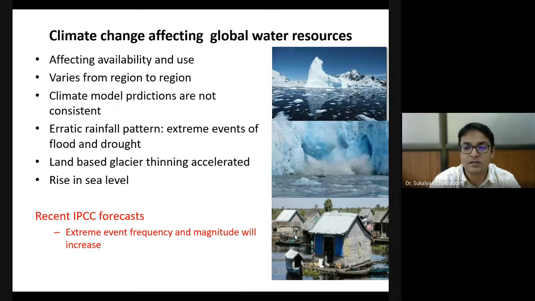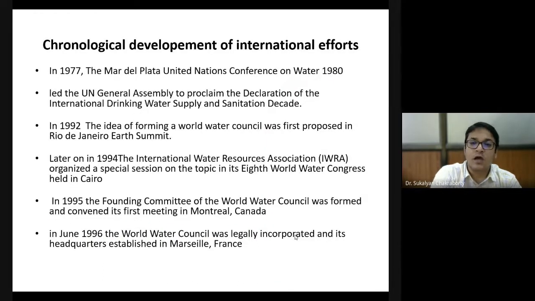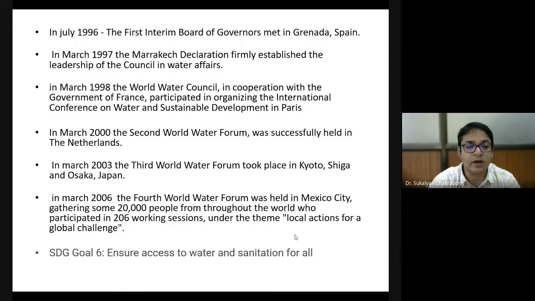Climate change is at the same time affecting the global water resources, as the IPCC forecasts that extreme event frequency and magnitude will increase. And basically this belt, South Asia, faces the wrath of much of these extreme events. Yes, the international efforts that I was talking about, you can go through this, the chronological development of the international efforts that have been happening. And finally, we are here with SDG Goal 6, that is, ensure access to water and sanitation for all.